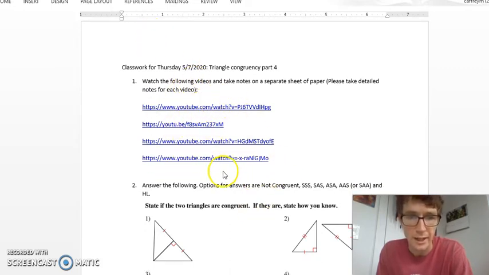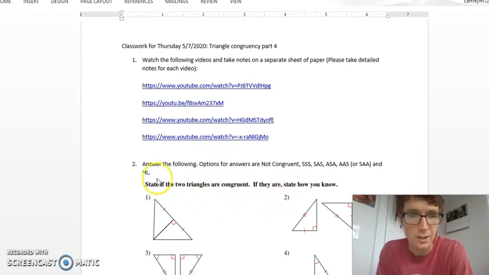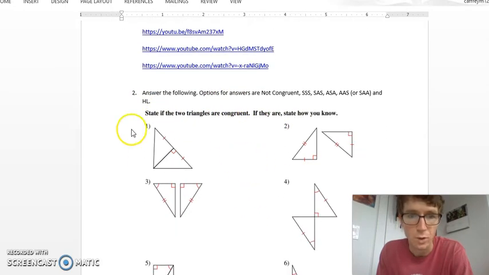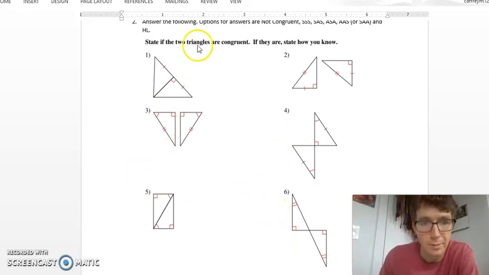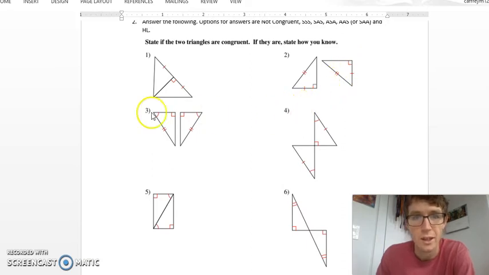And then after that, you can watch this video, or you can start numbers 1 and 2, and then check your work after. I'm going to go over numbers 1 and number 2, and then you guys are going to do 3, 4, 5, and 6.